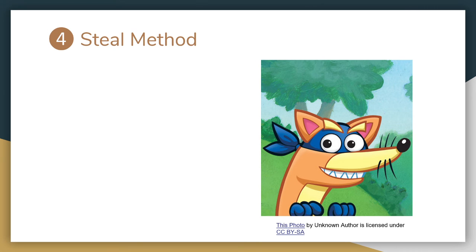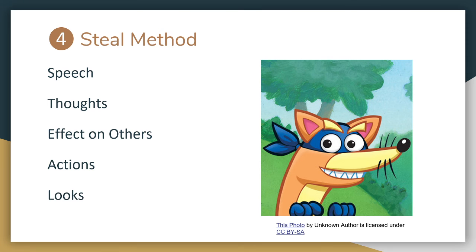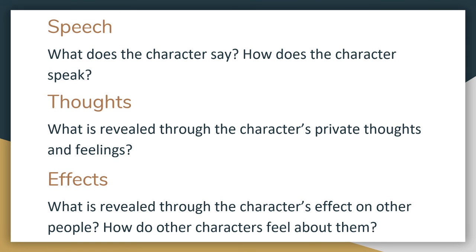This is a method for finding a character trait while you read something. This is called the STEAL method. Okay, STEAL stands for speech, thoughts, effects on others, actions, looks, and that's it. Mr. Sullivan can't spell. Speech, thoughts, effect on others, actions, and looks. So let's go through these one at a time. I want you to write them down on your window notes.